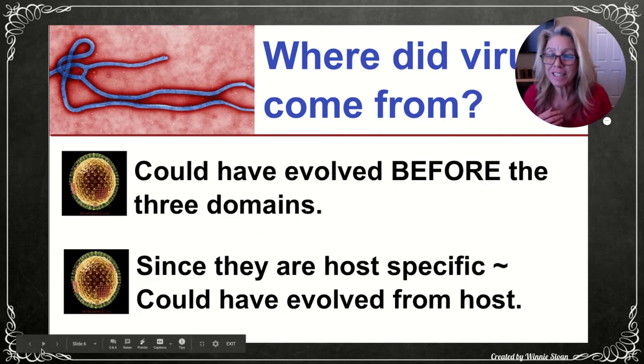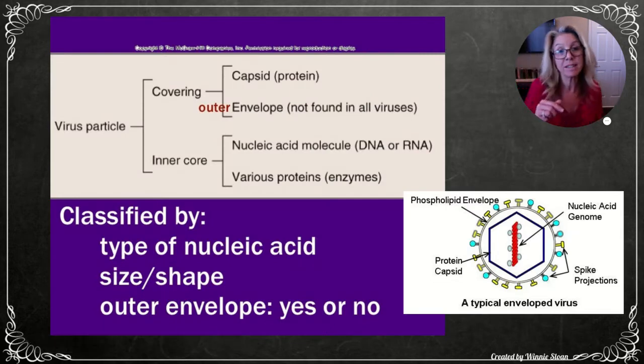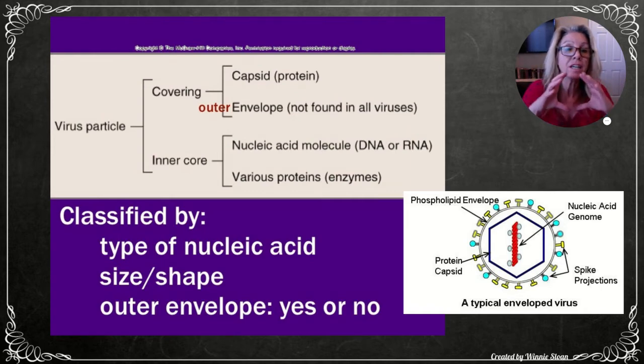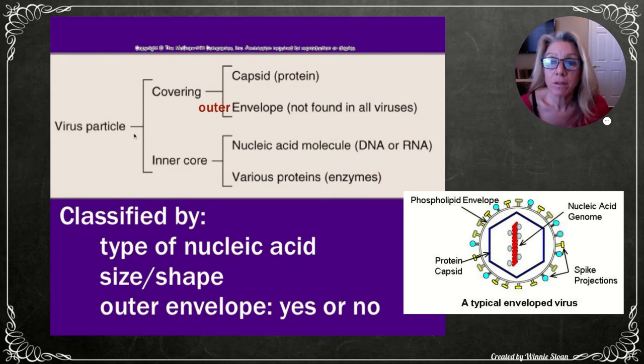How are viruses classified? They are classified by what kind of nucleic acid they have. Remember, I told you it could be DNA or RNA, it could be single-stranded or double-stranded, the size and shape of their capsid, and whether or not they have an outer envelope. They don't have to have an outer envelope, but sometimes they do. So take a look right here on this virus particle.